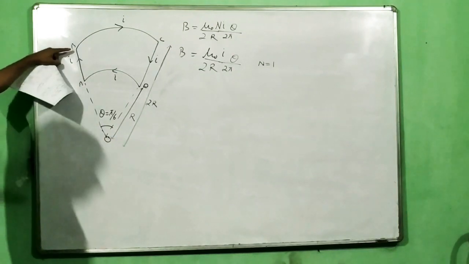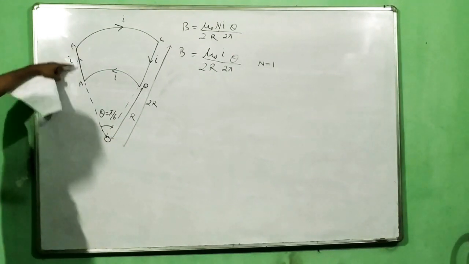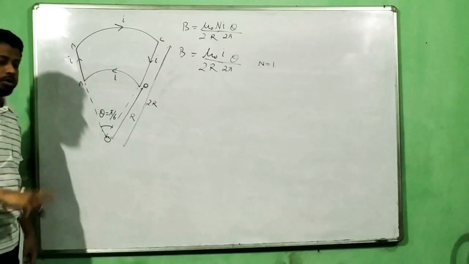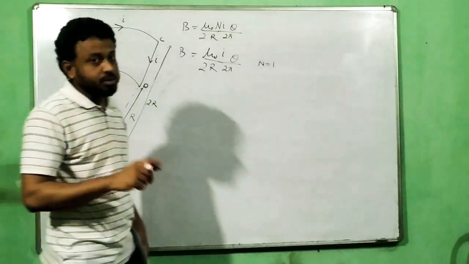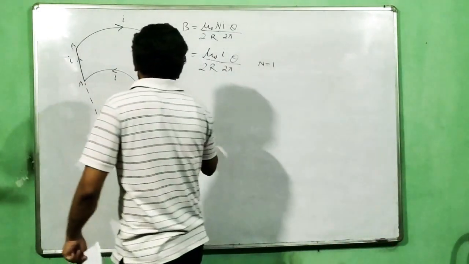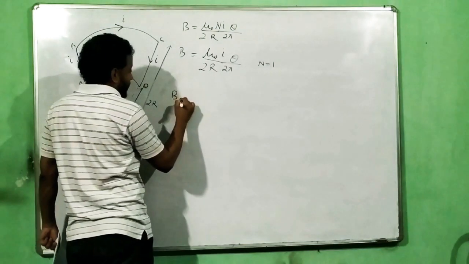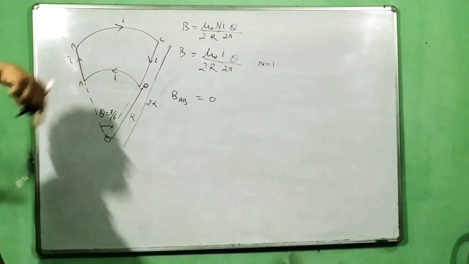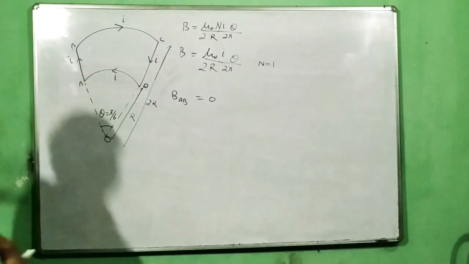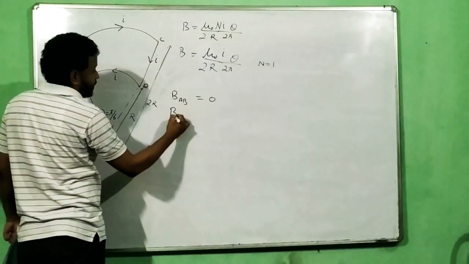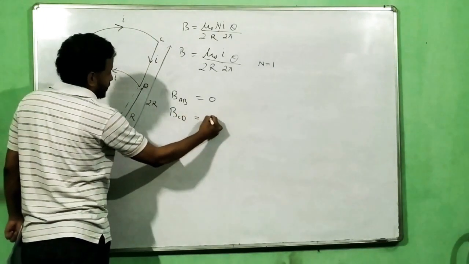A to B is a wire, straight wire. For A to B, the point O is along the wire. So field because of AB part at point O will be 0. Okay. So field because of AB part will be equal to 0 because a straight wire creates a field around it, not along it. Similarly, for C to D, field because of C to D will be also equal to 0.